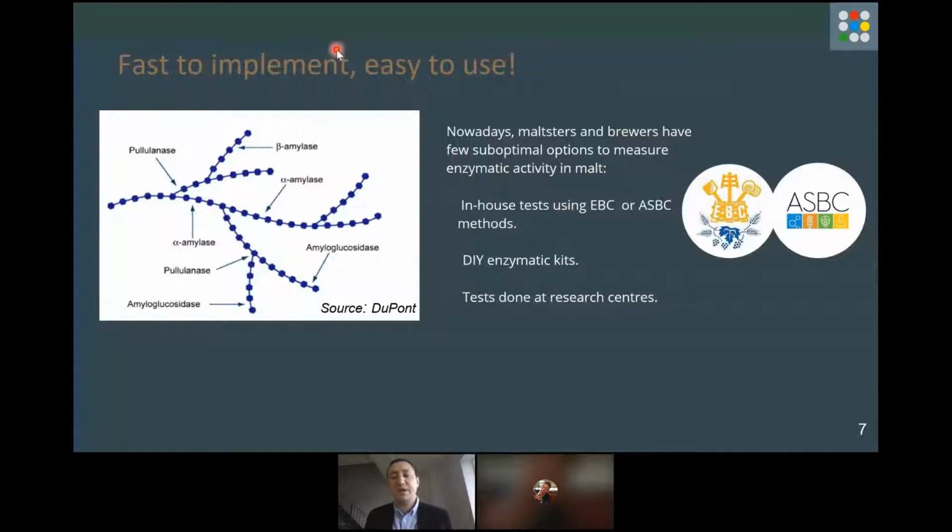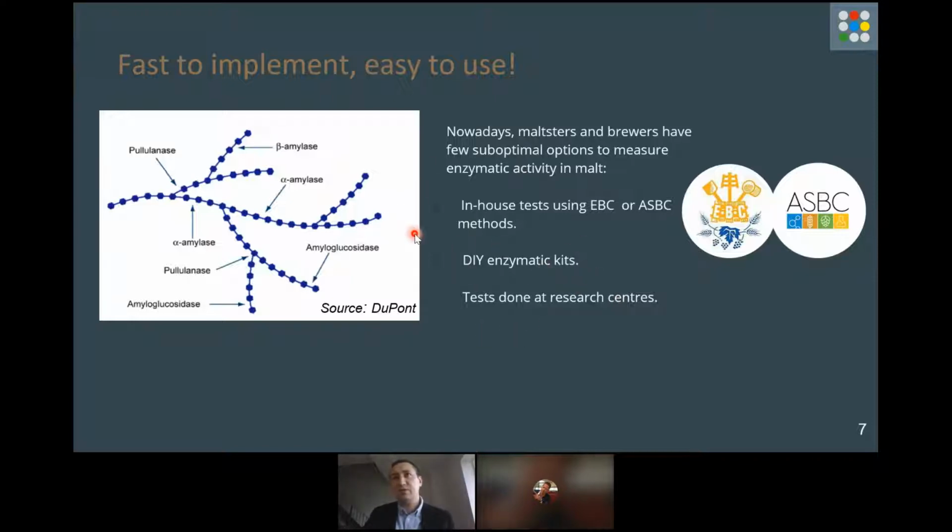So basically, currently there are several methods to measure enzyme activity in malt and other grains. Those follow the EBC or ASBC standards. You can also use enzymatic kits that are basically do-it-yourself.